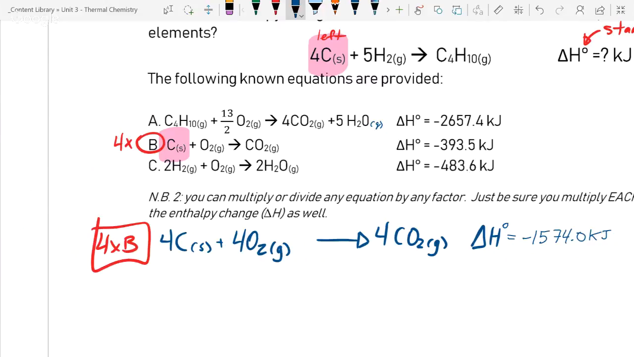Okay, what do we want to take care of next? We've taken care of 4 carbon. We've got them where we want them. What next? Hydrogen. Hydrogen's going to suck. Not going to be fun, but we're good. We are clever folk.